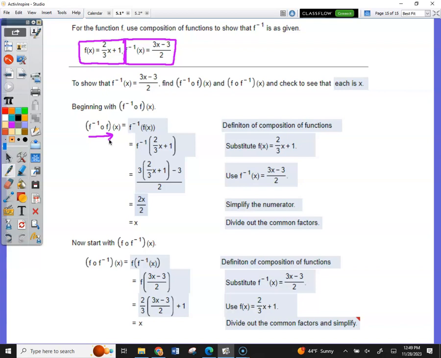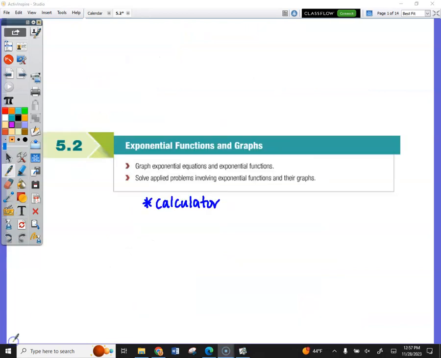I don't think I marked Dakota absent yesterday, and he's out. All right, so let's move on to 5.2. What are you doing? I would like so.